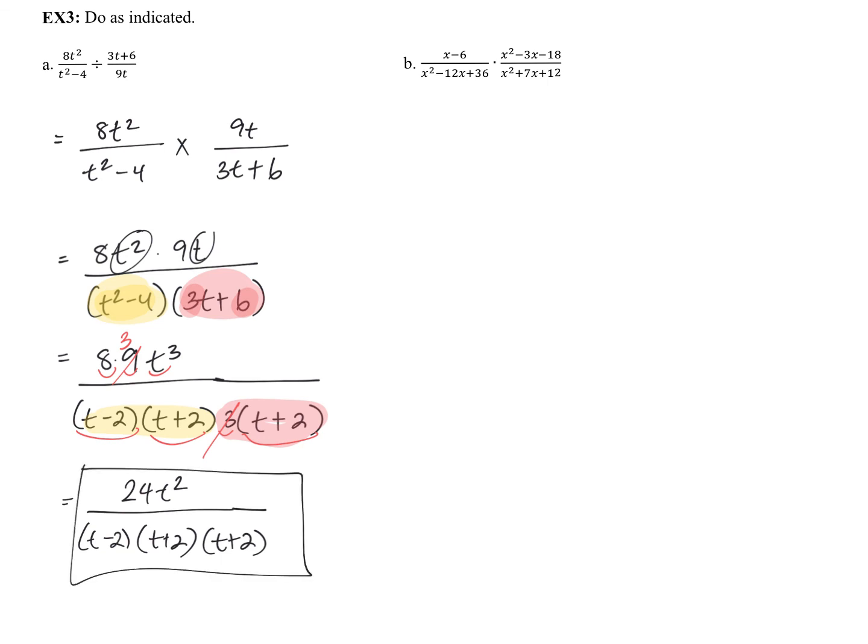So let's take a look at the next one. This one's a lot bigger. So we have 3 trinomials and then 1 binomial. Now you could go ahead and just multiply them, but that would make life really hard. So what I want to do is go ahead and factor them all first before we do any multiplying. Well, the top, x minus 6, is already factored, but let's go ahead and factor the bottom.